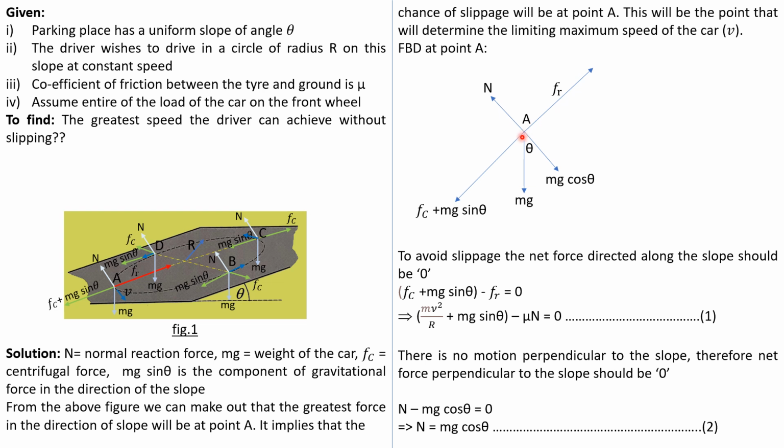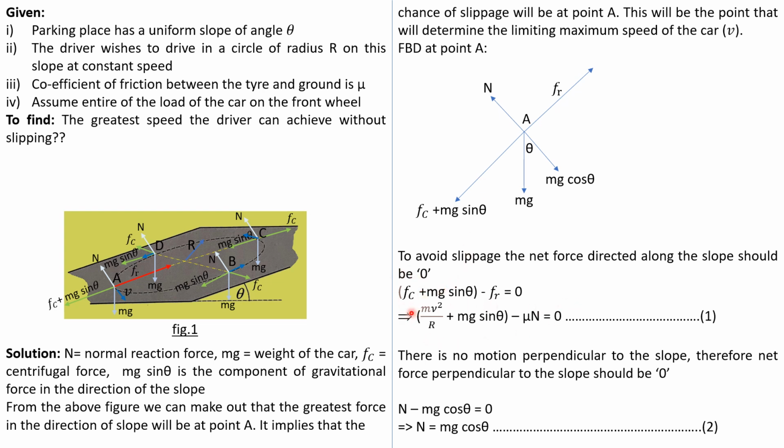Since because of this force there will be a tendency to slip in this direction, so friction force will be just opposite, and for it there should not be any slip. For that this force should be equal to this, or we can say that along this direction the net force should be 0. So this is what we have written here.